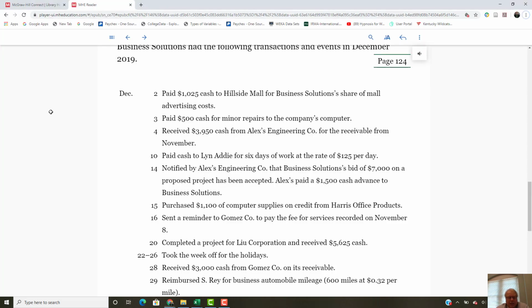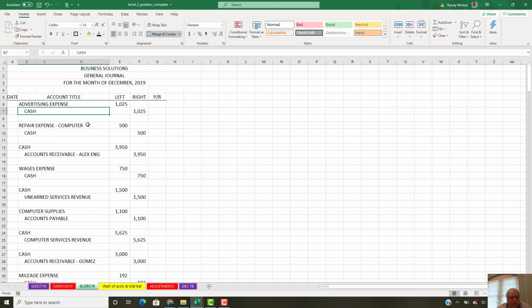Okay, the next thing they tell us, he paid $500 cash for minor repairs to the company's computer. Okay, well, here's the company's computer, and we did $500 worth of expenses. It's the same kind of deal as we have up here. It's just a different classification of expenses, but it's still expenses. They still reduce equity, and we still want to track them so we know exactly how much we've spent during the course of a period of time, be that a month or a quarter or a year, on those particular repairs.